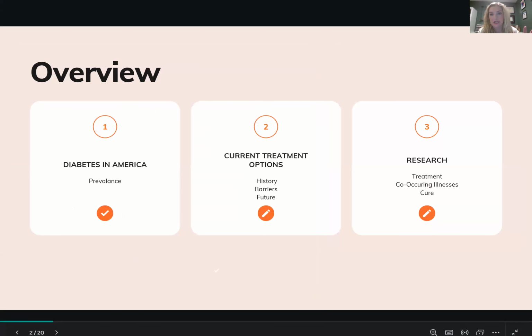So for the presentation, we're going to start by going over diabetes in America. What does that look like? The different types of diabetes. Then we'll talk about current treatment options. Again, what is the history of treating diabetes as a chronic illness? And I'm going to say this is a big part. I should have made it a larger font size. But what are the barriers?